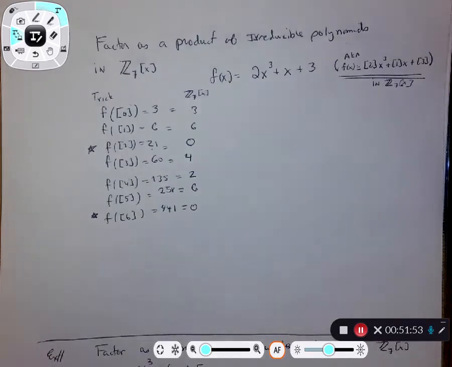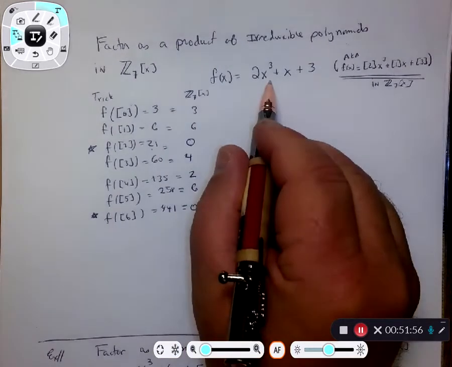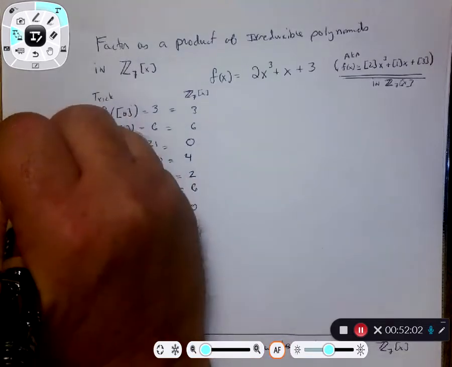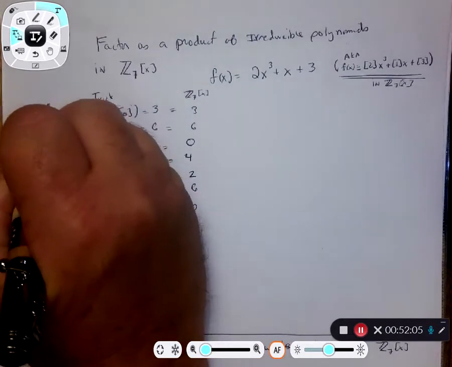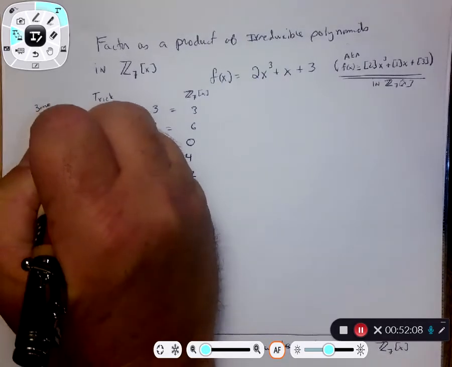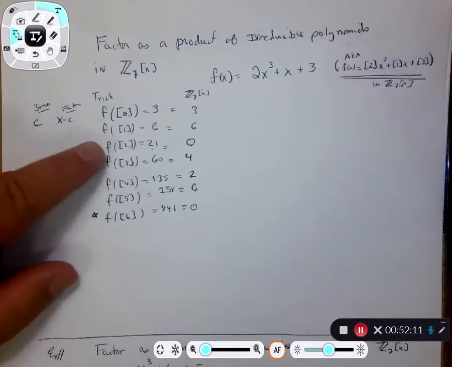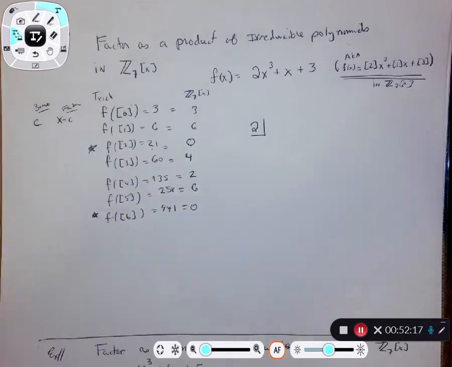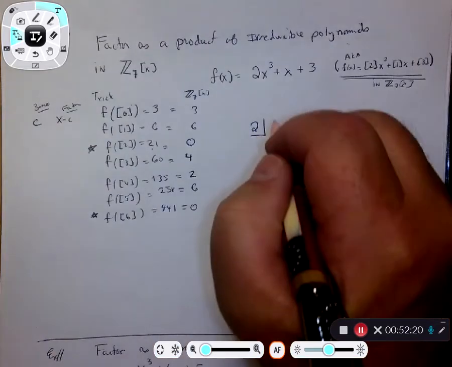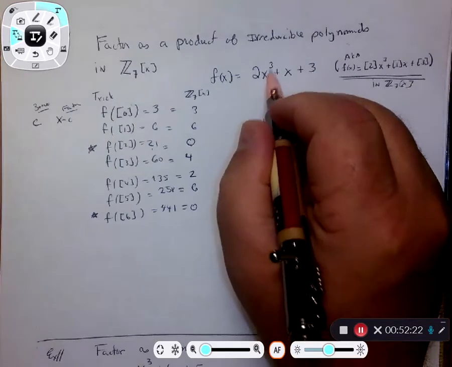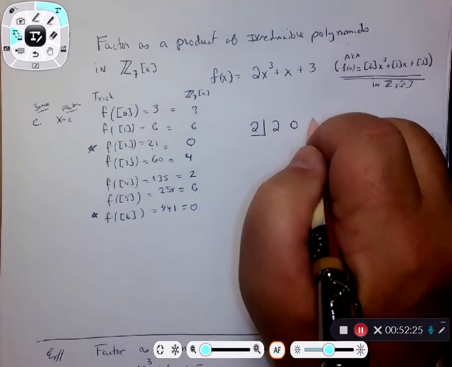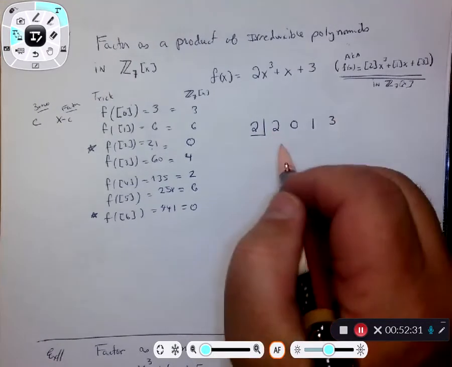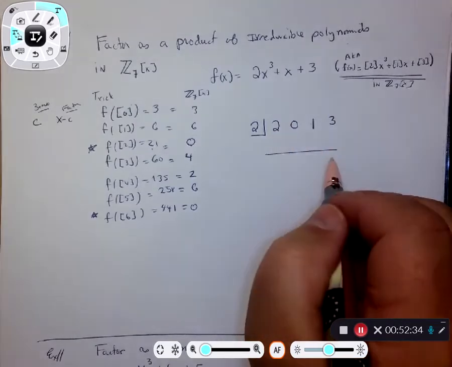So to be able to reduce this polynomial, I'm going to use synthetic division. Remember, c is going to be a 0, which means x minus c is going to be the factor. My 0 is going to be 2. So I'm going to take 2 and divide it into the coefficients of my polynomial. If there's a term missing, don't forget to put 0 in for it. So this would be 2x cubed plus 0x squared plus 1x plus 3. Skip a line, draw a line, and I should get a remainder of 0.